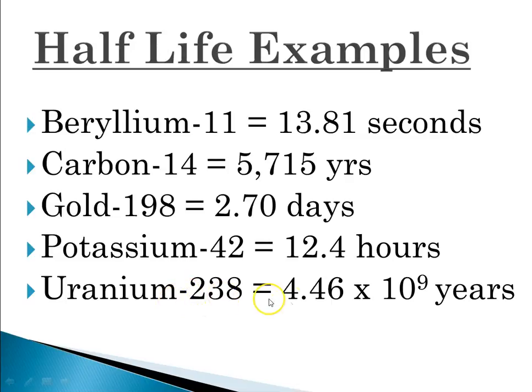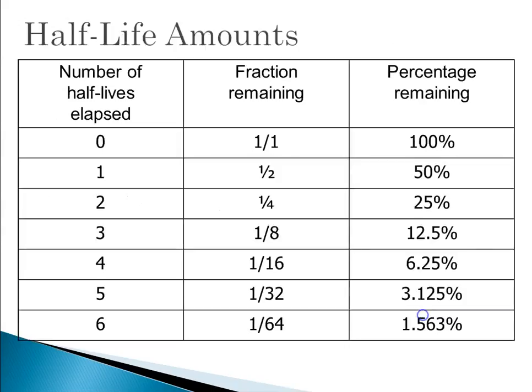And uranium-238, 4.46 times 10 to the 9th. That's roughly 4.5 billion years. So when you're talking in terms of nuclear waste from a reactor, and you're talking about uranium, the reason people get upset, if you think about it, is every amount that you have on hand. So if you have tons on hand, it takes 4.5 billion years for half of it to go away. So obviously it's around for a long time.